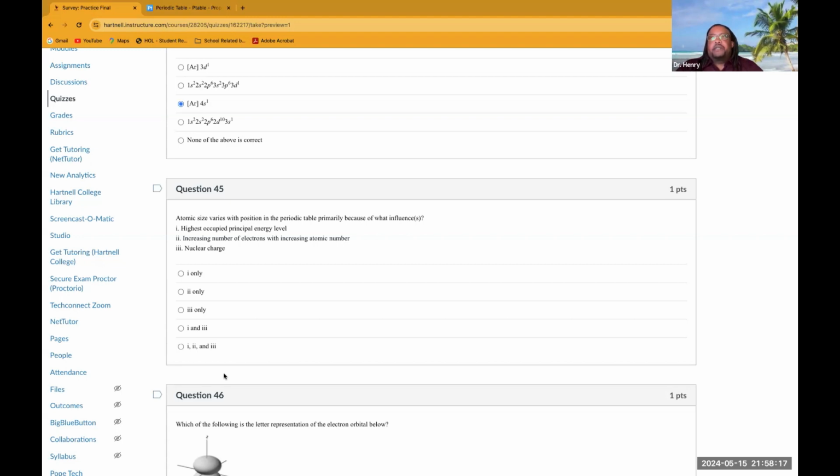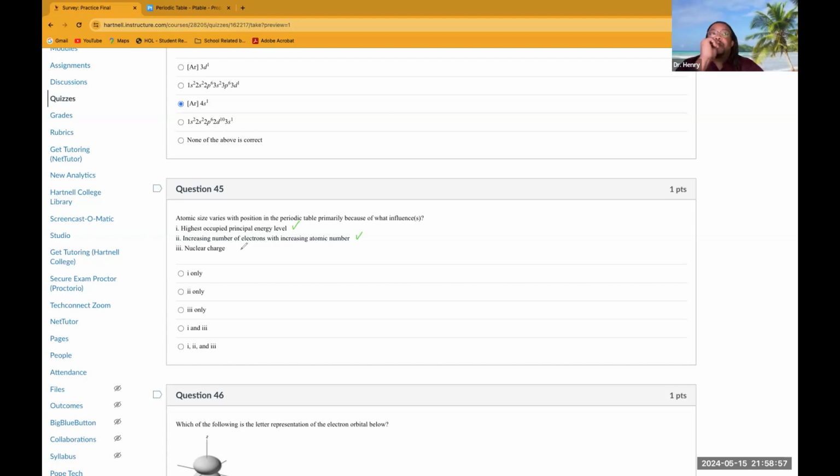Talking about atomic size. Does it get bigger as we go down the periodic table? Yes. So then that means that this one is right. Okay. What about that is also increasing our number of electrons, isn't it, as we go down? Yes. Is it also increasing our atomic number? Yes. Is our nuclear charge increasing as well? No. Nuclear charge is not increasing?